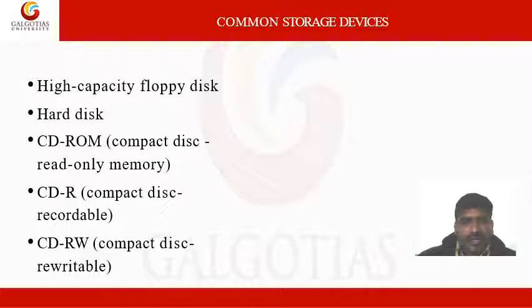The difference between CDR and CD-RW is that with CDR, once you write data onto the disk, you cannot erase it. CD rewritable means you can use the disk to store data, and you can delete it. If you stored unwanted data inside the disk, you can delete it and rewrite the information. That is possible in the CD rewritable format.